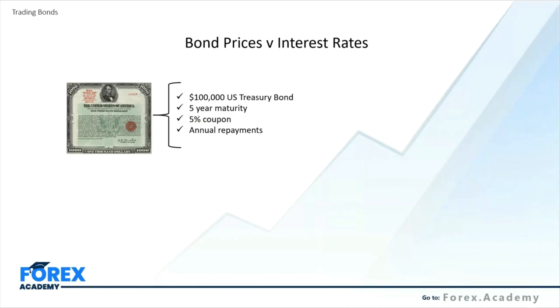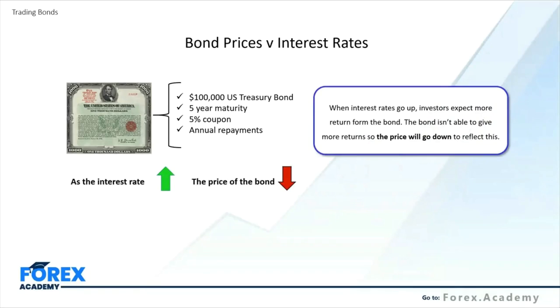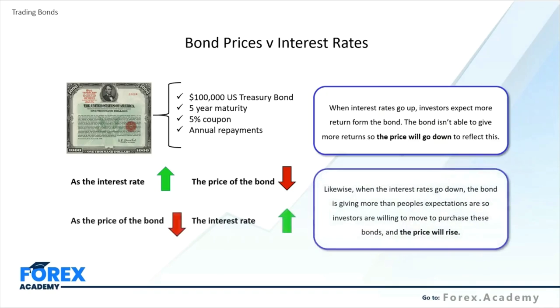So let's refer to our initial US government treasury bond, a 5-year bond at $100,000. Again, it has a 5% coupon with annual repayments. When interest rates go up, investors expect more return from the bond. The bond isn't able to give more returns, so the price will go down to reflect this. So that's what we see in the markets: interest rates rising and the price of the bond going down to reflect these free market movements. Likewise, when the interest rates go down, the bond is giving more than people's expectations are, and so investors are willing to move to purchase these bonds, and therefore the price will rise. Again, as the price of the bond decreases, the interest rates will rise.